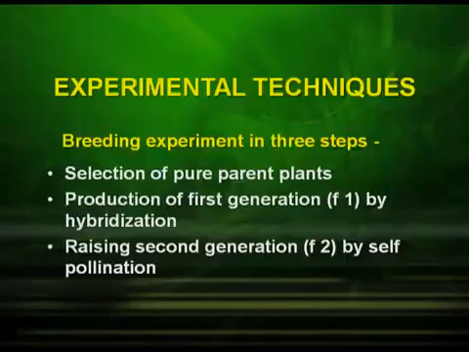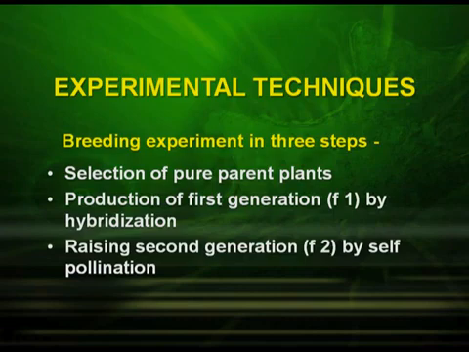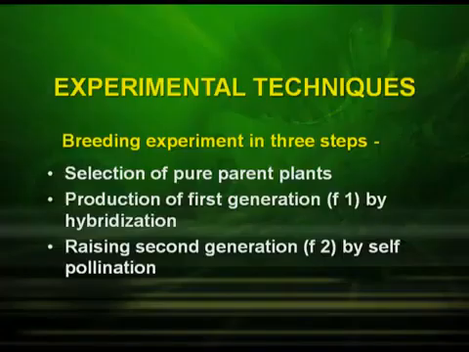Now, let us see what were the experimental techniques. Basically, he performed breeding experiments in 3 steps. The first step was the selection of pure parent plants, that is pure breeding, whether they were pure for the tall plant or pure for the dwarf plants. After that, the production of the first generation by the process of hybridization, that is, the 2 parents were cross-pollinated to produce the F1 generation. The third step was raising the second generation, which is called the F2 generation, and that is by self-pollination.